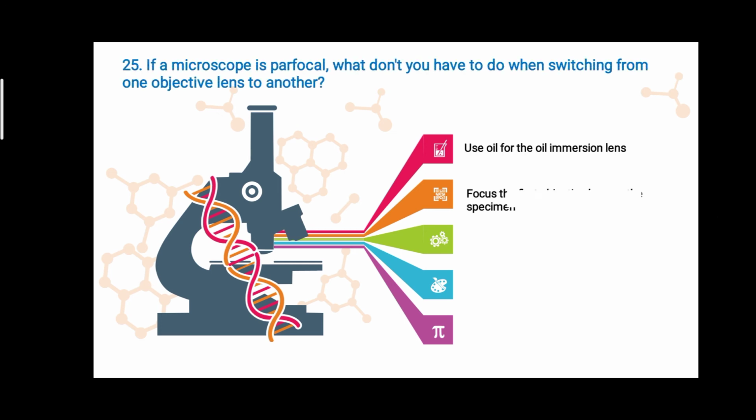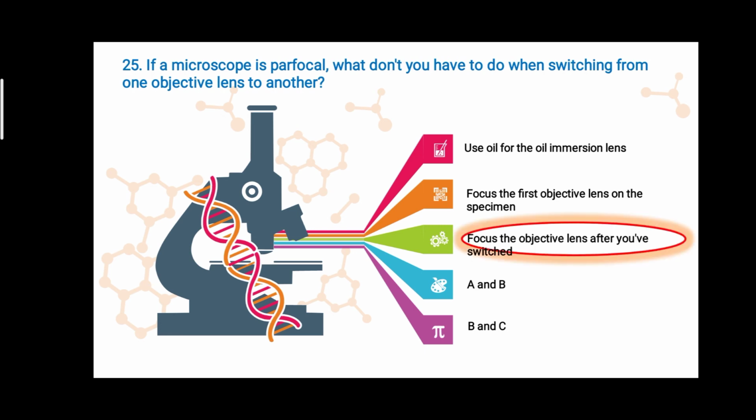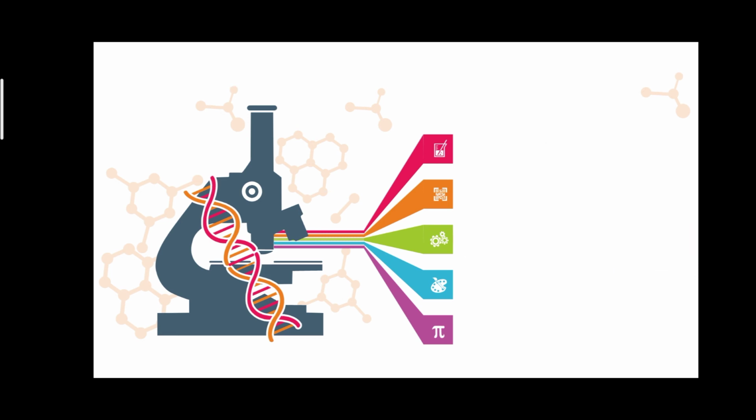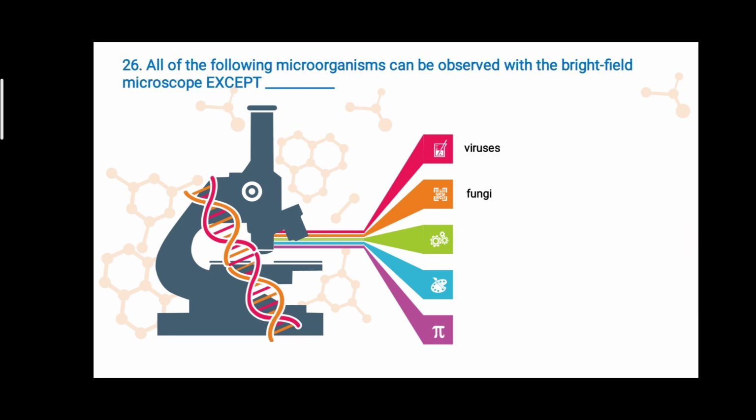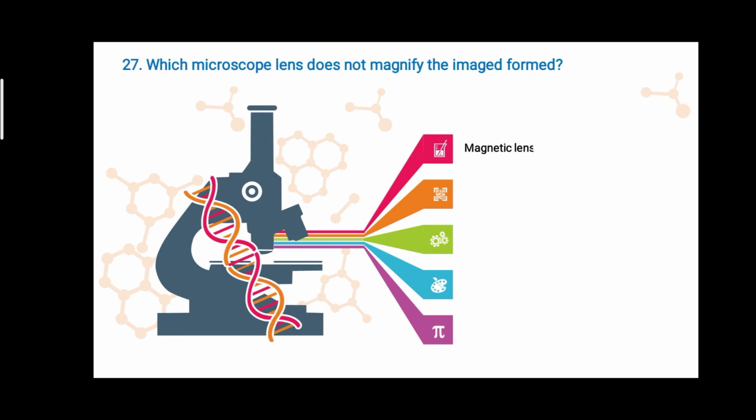If a microscope is parfocal, what don't you have to do when switching from one objective lens to another? Focus the objective lens after you have switched. All of the following microorganisms can be observed with the bright field microscope except dash. Viruses. Which microscope lens does not magnify the image formed? Condenser lens.